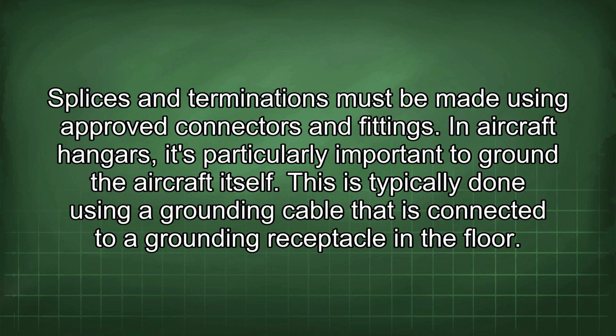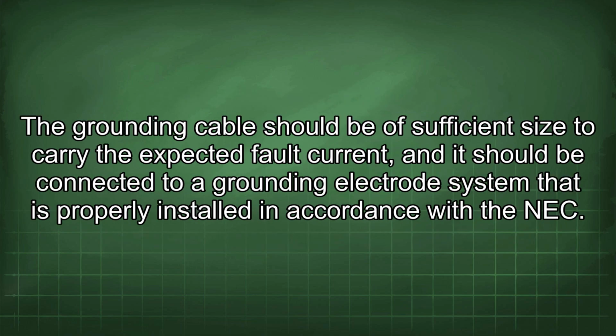In aircraft hangars, it's particularly important to ground the aircraft itself. This is typically done using a grounding cable that is connected to a grounding receptacle in the floor. The grounding cable should be of sufficient size to carry the expected fault current, and it should be connected to a grounding electrode system that is properly installed in accordance with the NEC.